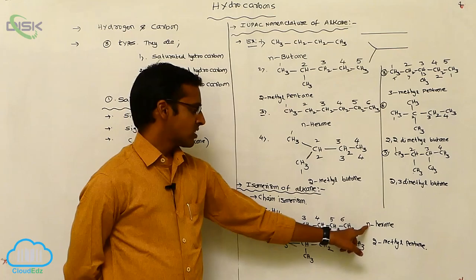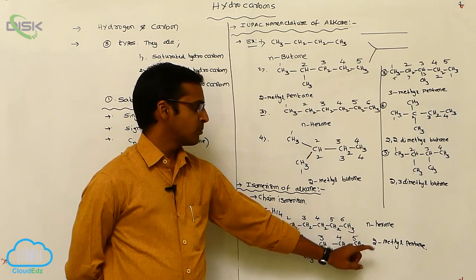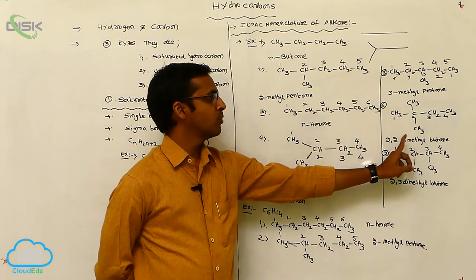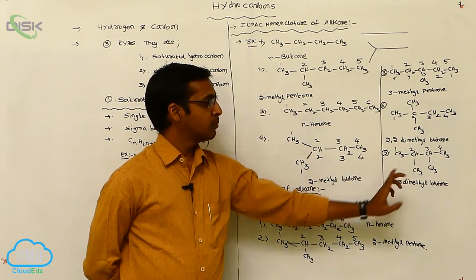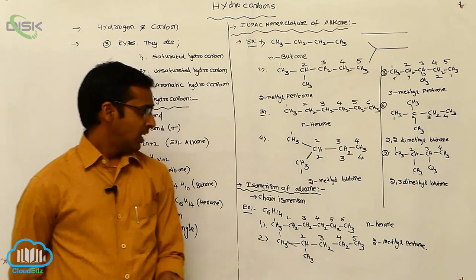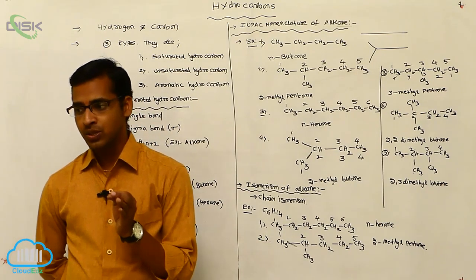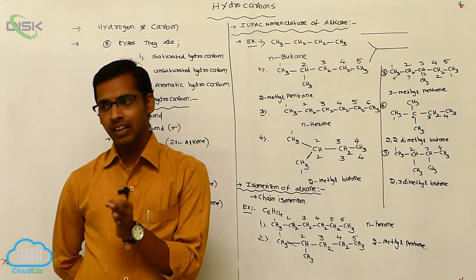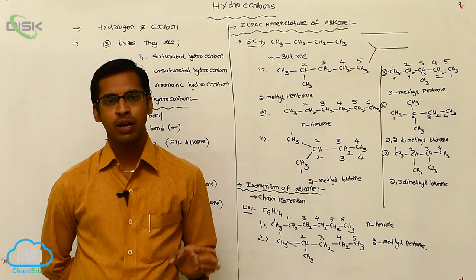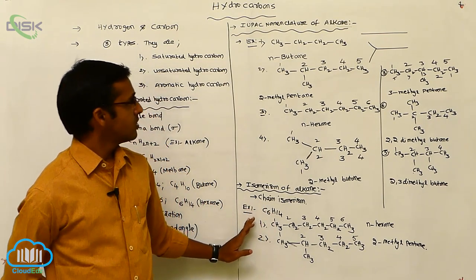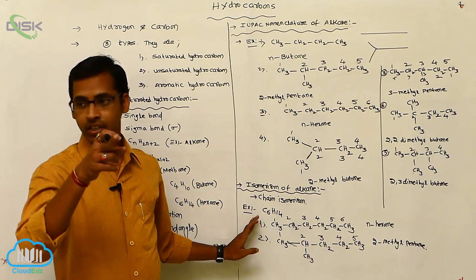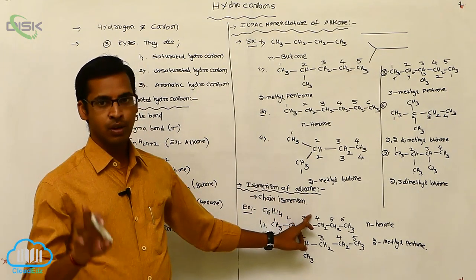So, this is your straight chain. This is your substituted one, at second position a methyl group. Here third position methyl group. At second position two methyl groups. At second and third position again methyl groups. Means alkanes exhibit chain isomerism. Means they contain the same molecular formula but differ in their chain. Okay, so this is your IUPAC nomenclature of alkane and isomerism of alkane.